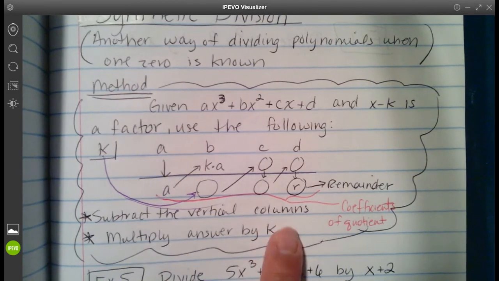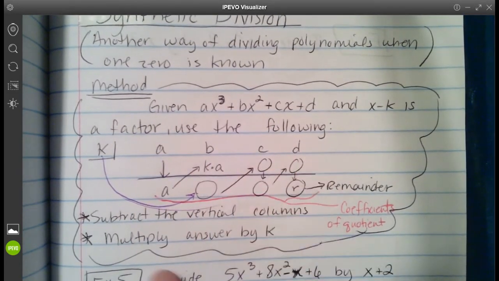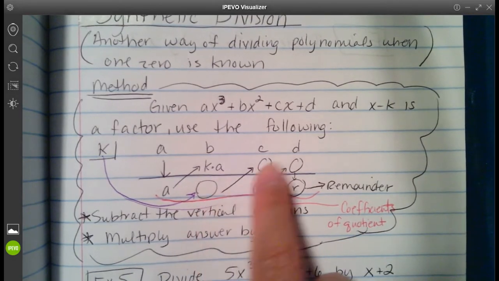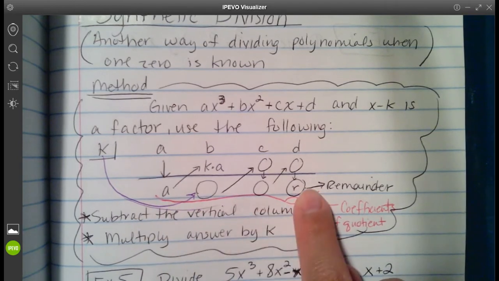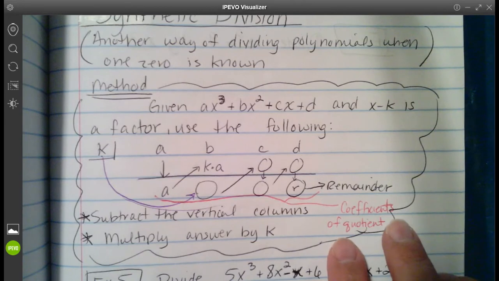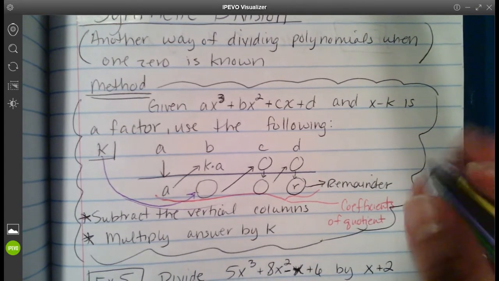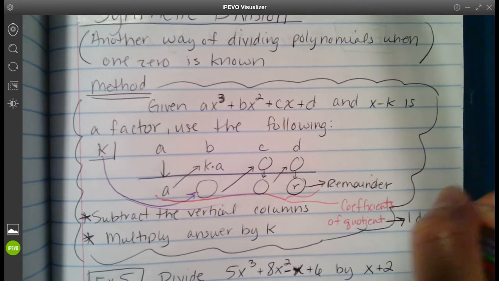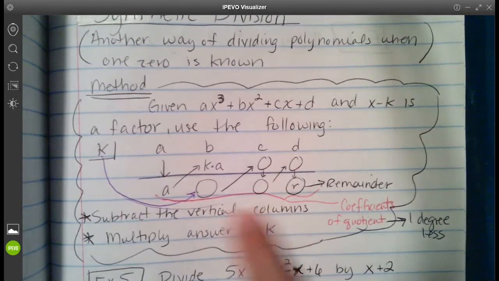We subtract the vertical column, except for the first one. We subtract these ones, and we multiply the answer, which are the circles, okay, by k until we get to the end. When we're finished, this whole thing becomes the coefficients for the quotient, and it's always 1 degree less. I should probably make a note of that. I'll just put it right here. 1 degree less. Okay, so if this was x cubed, this one should be x squared.